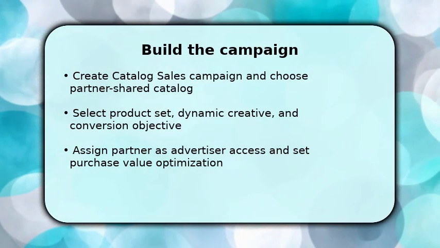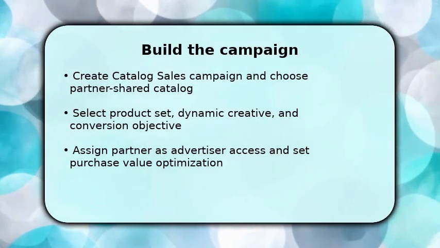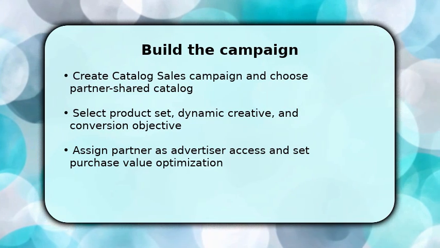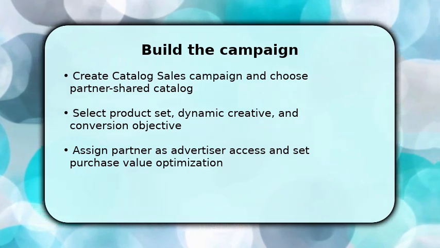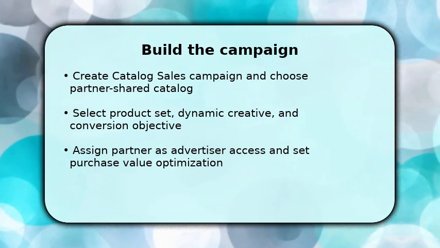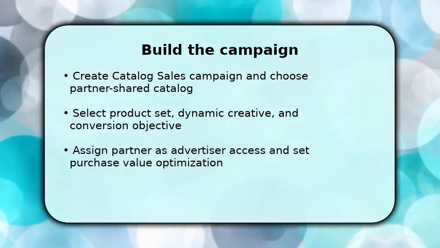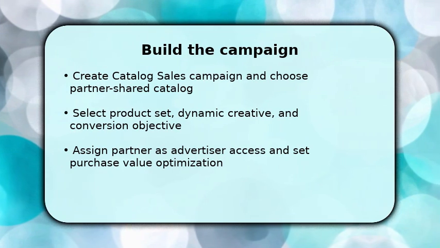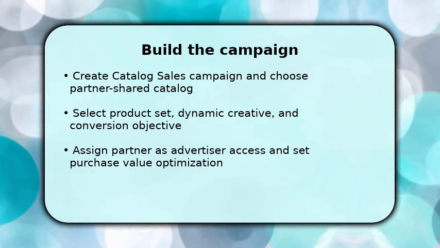Next, you build the campaign using catalog sales and select the partner-shared catalog and a specific product set. Make sure to enable dynamic creative so products swap automatically, and pick conversion as the objective with purchase value or ROAS optimization to align incentives.